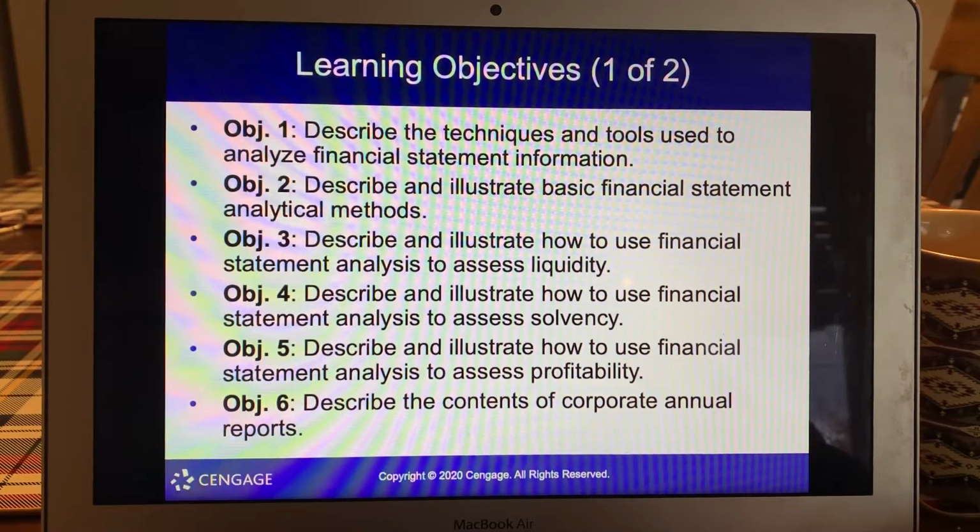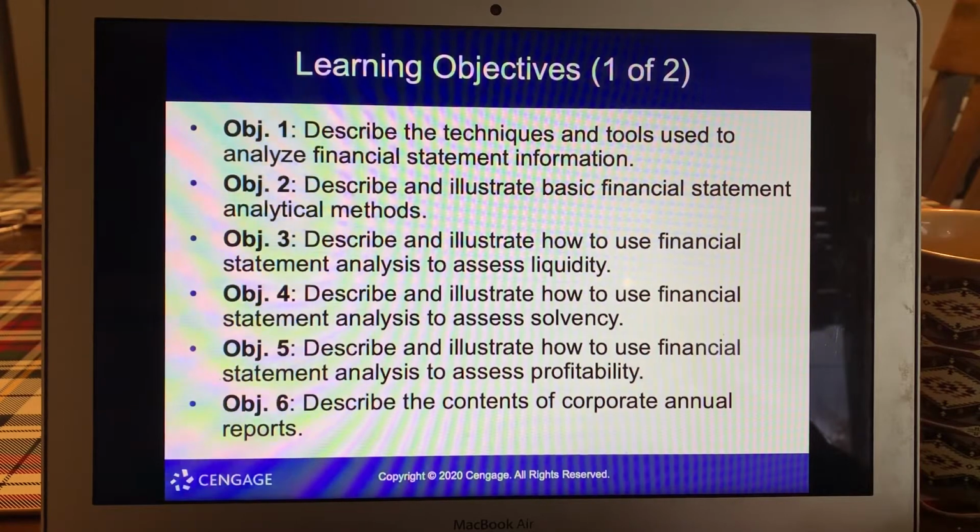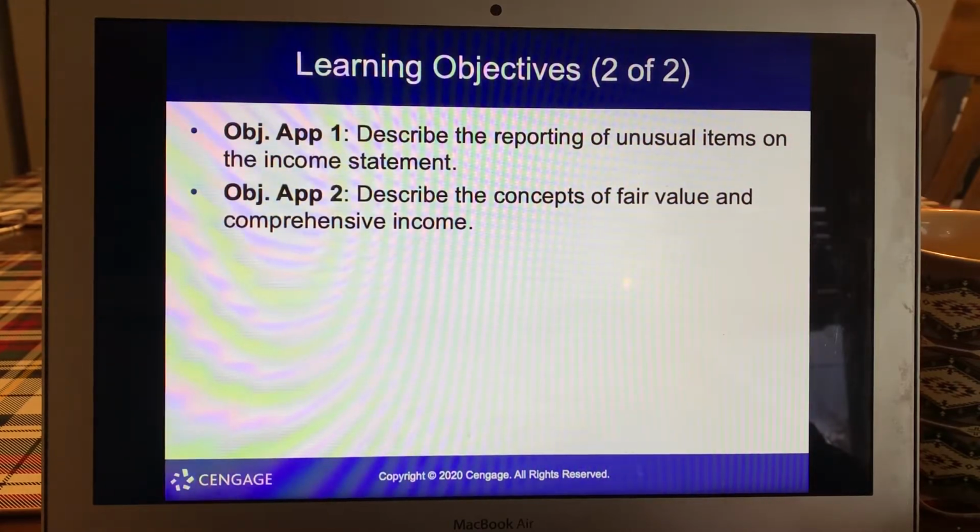Describe the techniques and tools used to analyze financial statement information. Describe and illustrate basic financial statement analytical methods. Describe and illustrate how to use financial statement analysis to assess liquidity, solvency, and profitability. Describe the contents of corporate annual reports. Describe the reporting of unusual items on the income statement, and describe the concepts of fair value and comprehensive income.